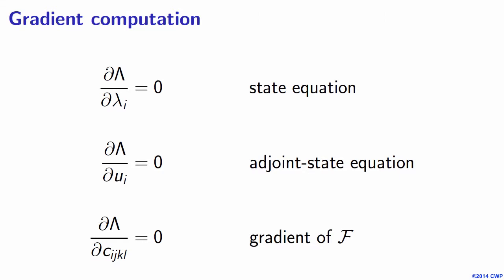Setting the variations with respect to each of them to 0 gives us these three: the state equation, which is the elastic wave equation, the adjoint state equation, which is also the elastic wave equation, and both are obviously for the variable density case. And finally, we get the gradient of the objective function, which is what we're looking for.